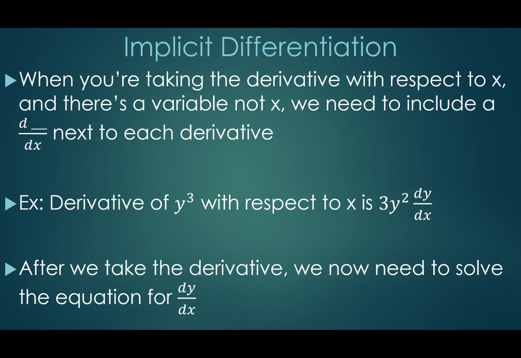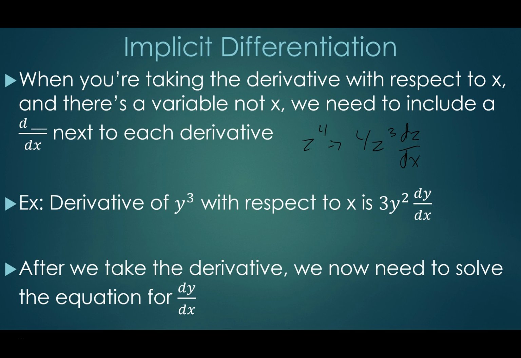For example, if I want to take the derivative of y cubed with respect to x, I still do the derivative of y cubed. The exponent goes in front, 3, exponent decreased by 1, so it's 3y squared, but I also now need to include a dy/dx into this problem. If that would have been z to the fourth, it would become 4z cubed dz/dx.